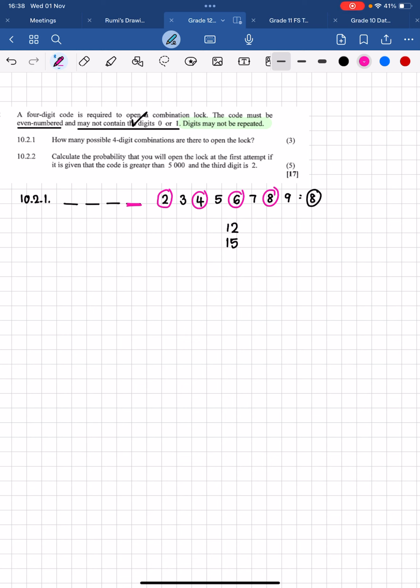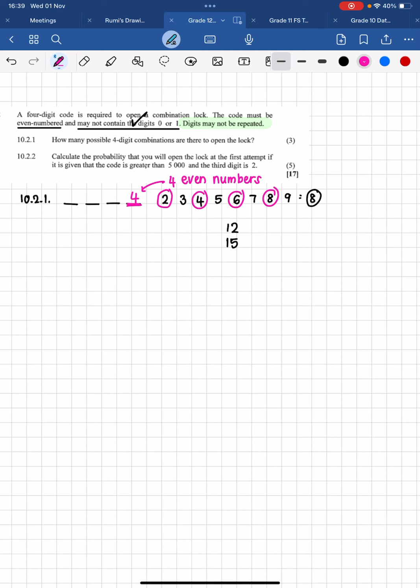You can use any other even number. Yes, absolutely. The number that I'm putting here is not the actual number in the code. It's the number of options that I have in the code. There are 4 even numbers in my list. That's why I'm putting the 4 there. I'm not saying I'm going to use 4 in my code.